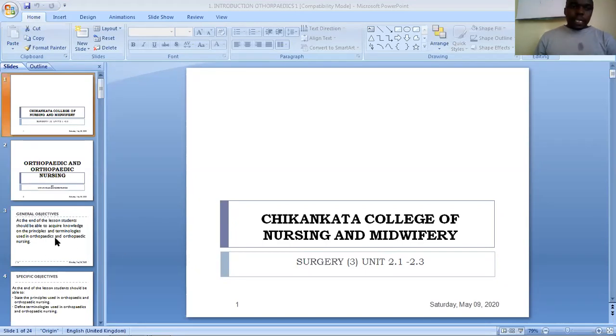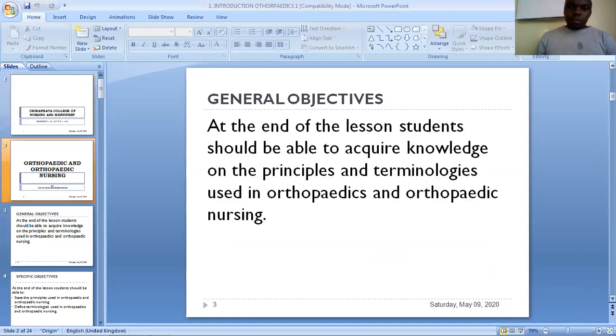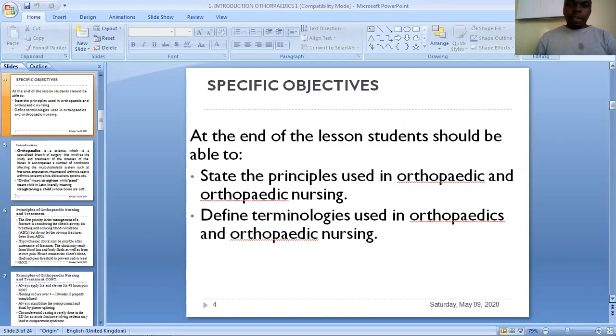So we'll start by looking at some objectives, of which we have the general objective, which states that at the end of the lesson, students should be able to acquire knowledge on the principles and terminologies used in orthopedics and orthopedic nursing. Then we have some specific objectives, which state that at the end of the lesson, students should be able to state the principles used in orthopedic and orthopedic nursing. Another objective states that you should be able to define terminologies used in orthopedics and orthopedic nursing.